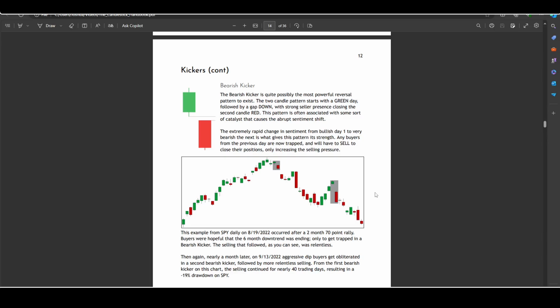So page 12, damn, we're flying through this. Hold on, let me get another sip of water.